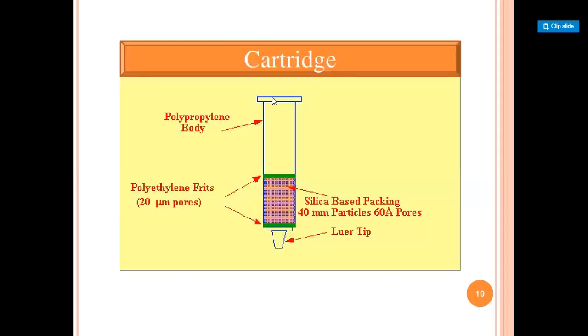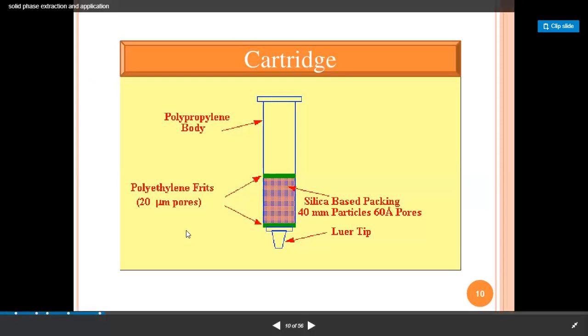Here you can see the diagram for the cartridge. The body is made up of polypropylene, and there are polyethylene frits having 20 micrometer pores, and the silica bed, and there is a luer tip.